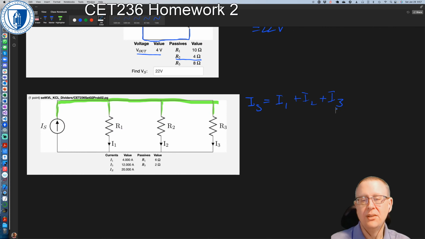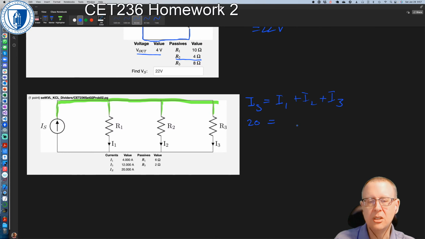Okay, so that means we know IS is 20 amps and we know I1 is 4. We don't know I2, but we know I3 is 12 amps. So here we've got 16 amps and here we've got 20, so that implies to me that I2 is also equal to 4 amps.